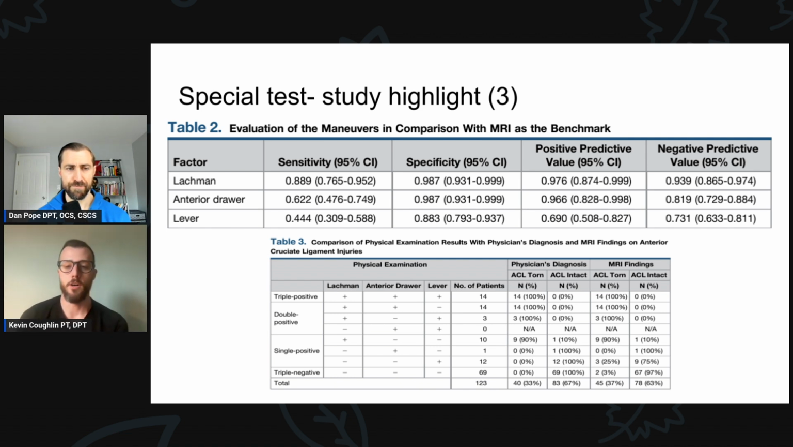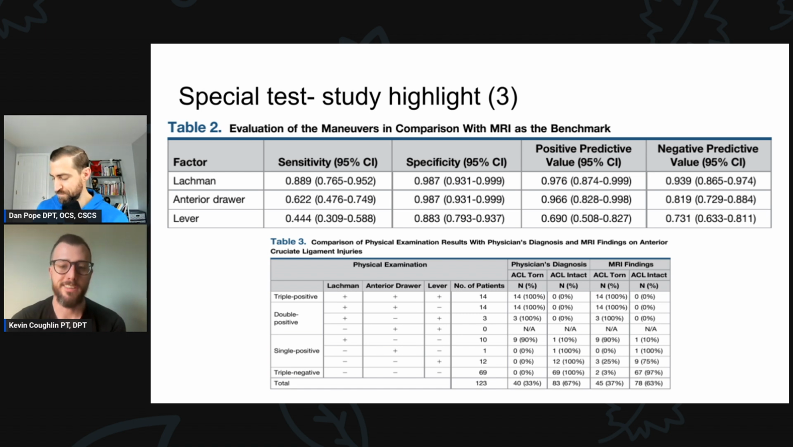I think it's important to note that the physician who was the examiner was a very experienced clinician. So I think the examiner's hands probably matter somewhat, but keep that in mind. Now, if you have a double positive, so 14 patients were also presenting positive with a Lachman and anterior drawer.